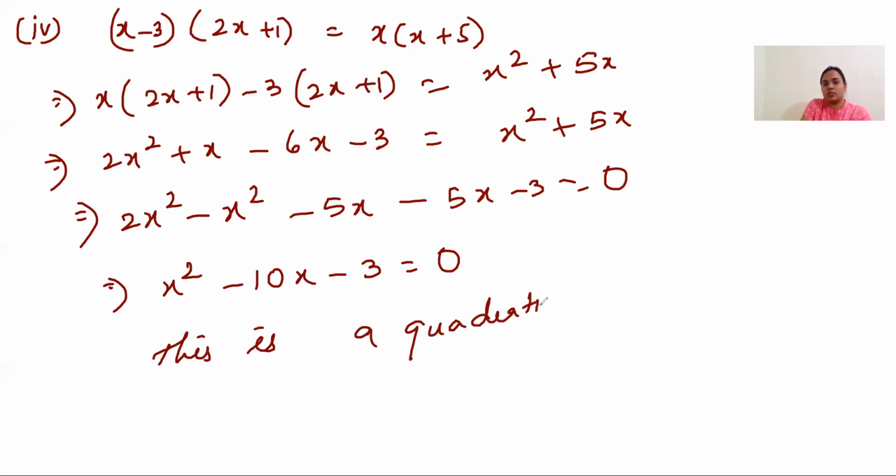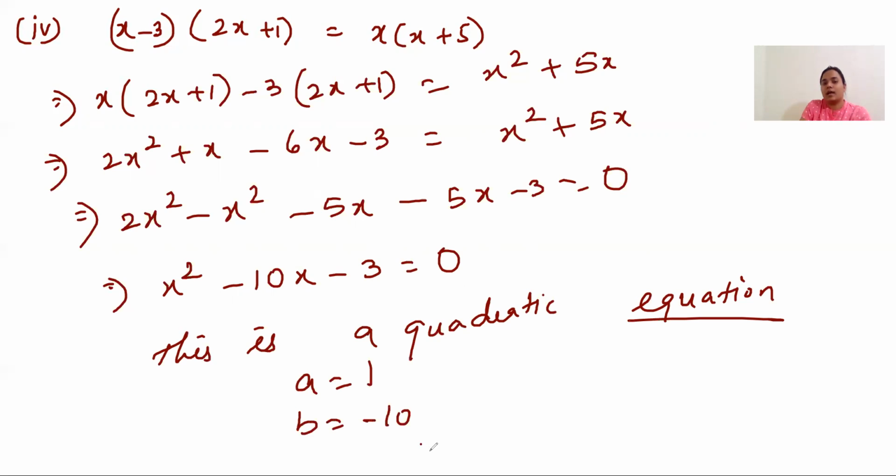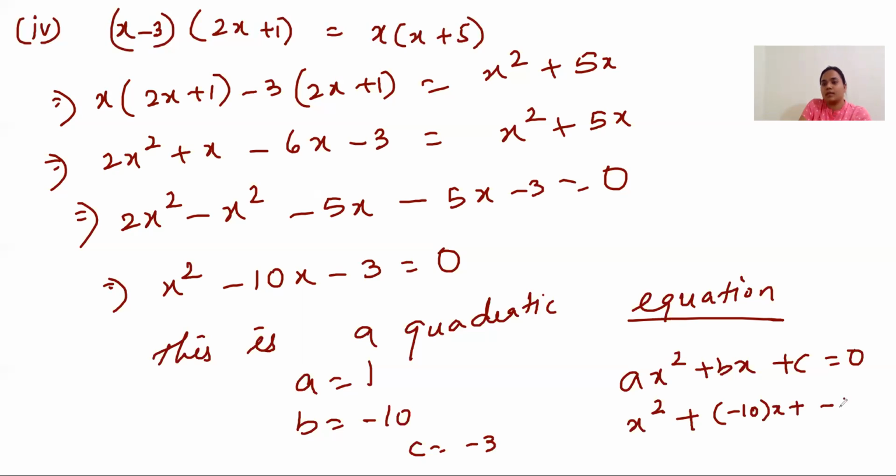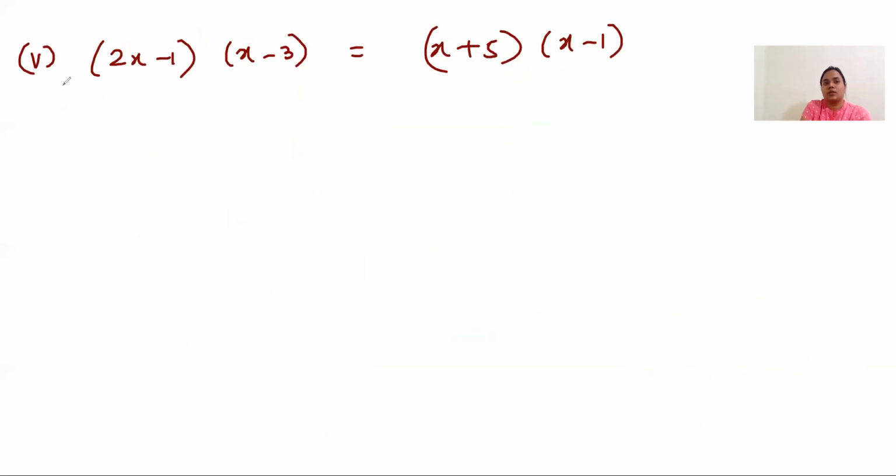Now can you tell me what is a, what is b and what is c in this? So a is 1, b is minus 10 and c is minus 3, because actually we write it like this: ax square plus bx plus c is equal to 0. So this will be written as ax square plus minus 10x plus minus 3 is equal to 0. So our b coefficient is this and the coefficient of c is this one. The fifth question is again the same formula.